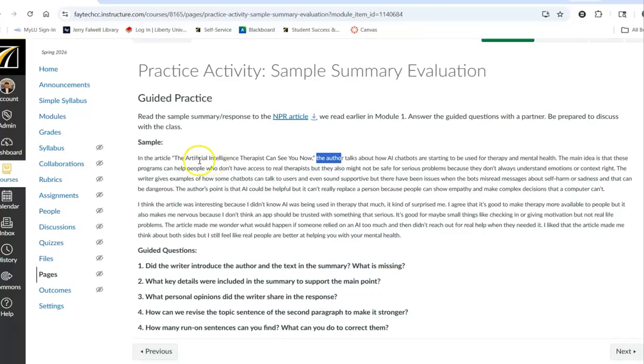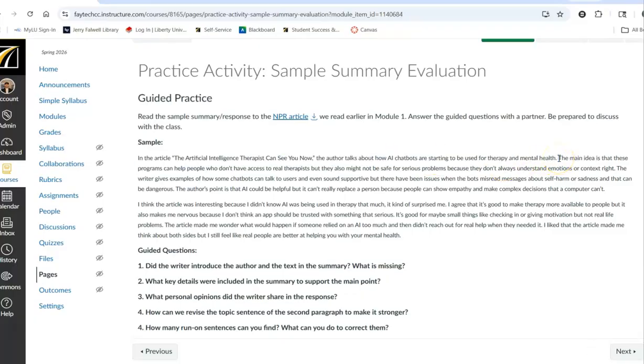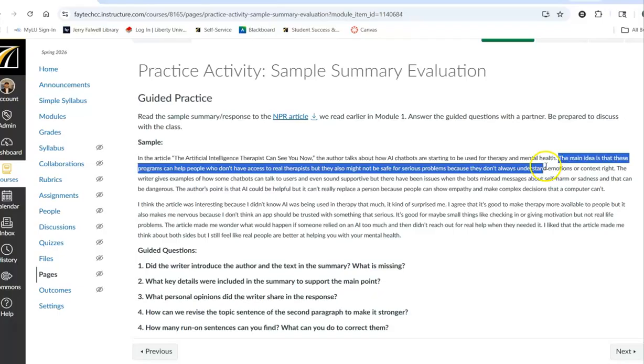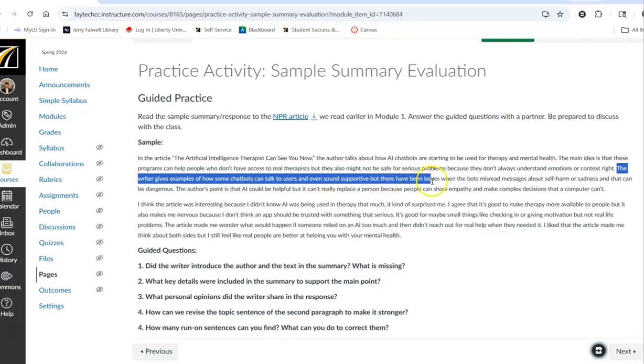You want the first sentence to capture the title of the article and the name of the author if one is listed, and the main idea. And then it describes important ideas in the text and some of the important evidence when it says the writer gives examples of how some chatbots blah, blah, blah. So remember, a summary is a short version that captures the main idea of the text and the most important evidence that's used to support that main idea.